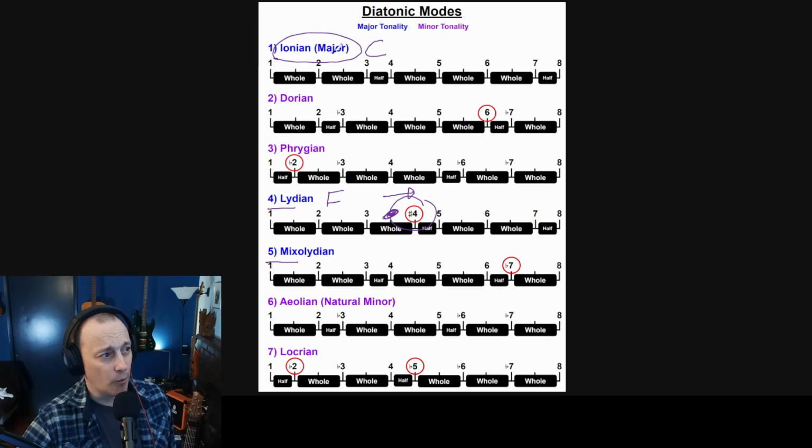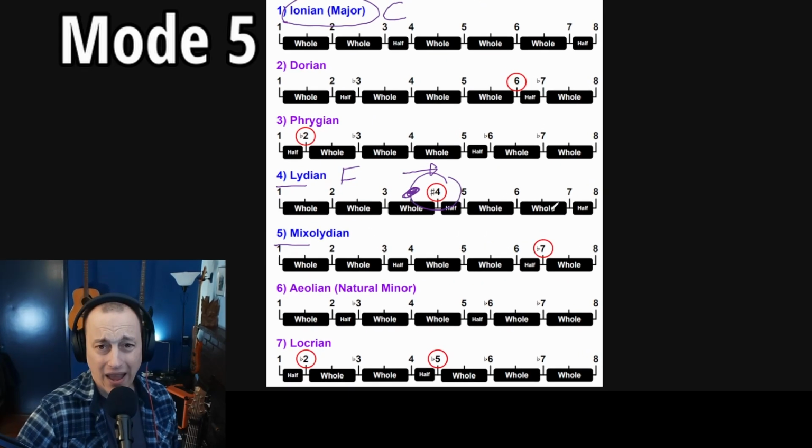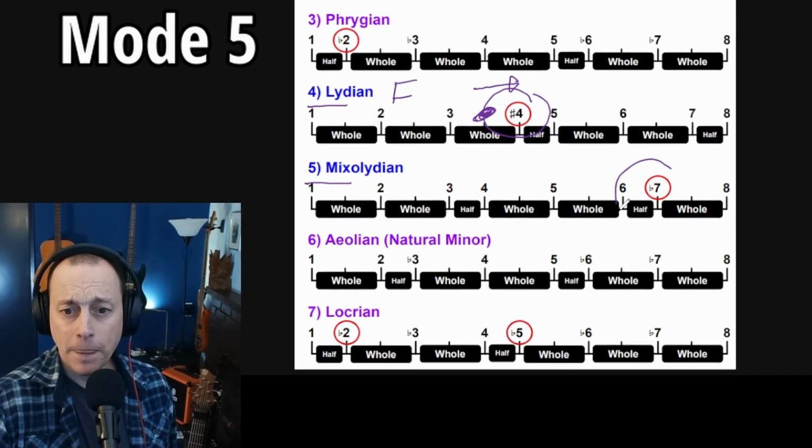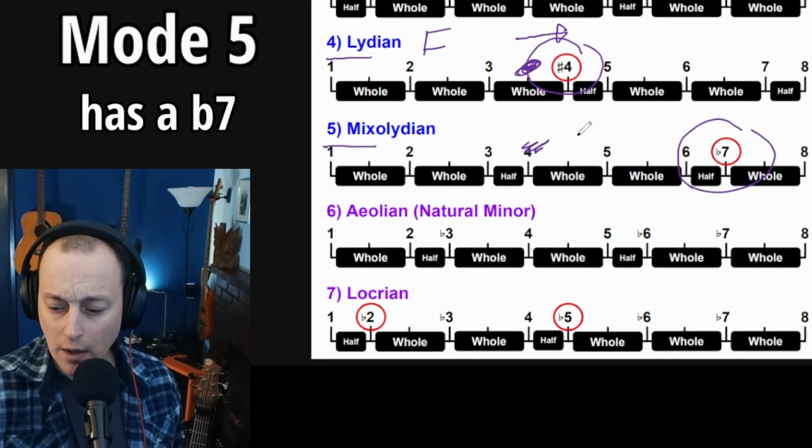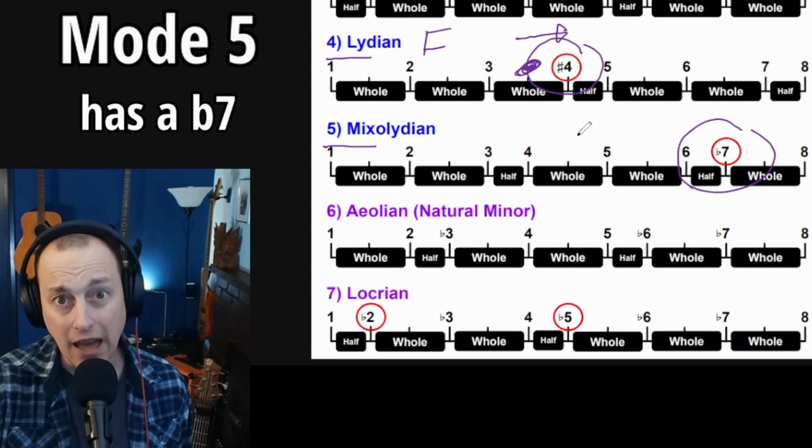Okay, so I know my 1, that's major because I already know that today. I know my 4 because I just memorized it, and that was pretty easy, sharp 4 in the 4 mode. And I go to my 5 mode, and I say, okay, how is that different from the major scale? Well, it's got a flat 7. We don't have the sharp 4 anymore, right? No more sharp 4, but we do have that flat 7.